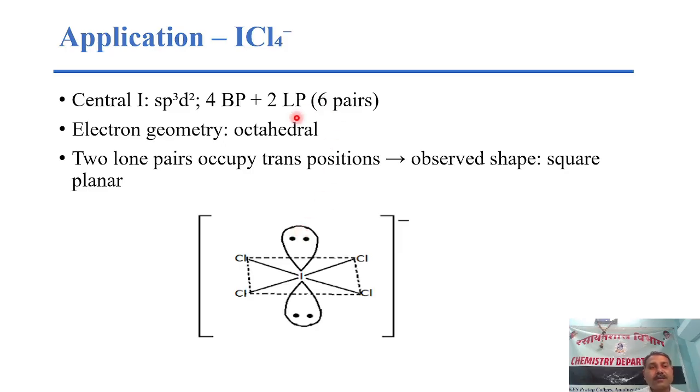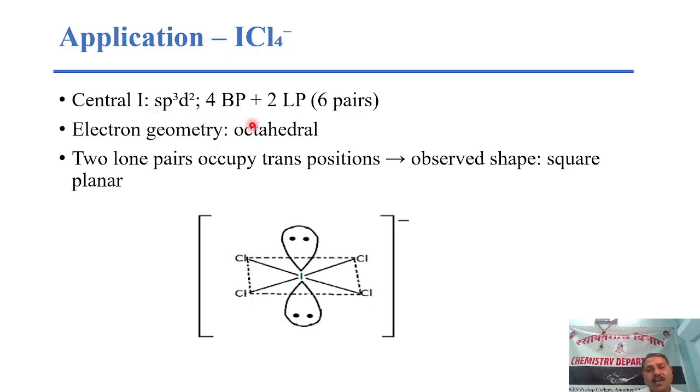Another example of application of VSEPR theory is ICl4-. Again, iodine has 8 electrons in the valence shell, 7 from iodine and one from the negative charge, so 8 electrons. Out of these 8 electrons, 4 electrons engage in bond formation with 4 chlorine atoms, and the remaining 4 electrons act as 2 lone pairs of electrons. So the total electron pairs are 6: 4 bond pairs and 2 lone pairs. So 6 electron pairs require 6 orbitals, therefore the hybridization will be sp3d2.